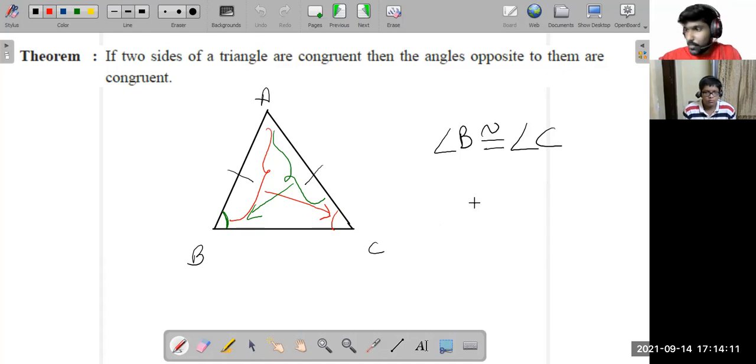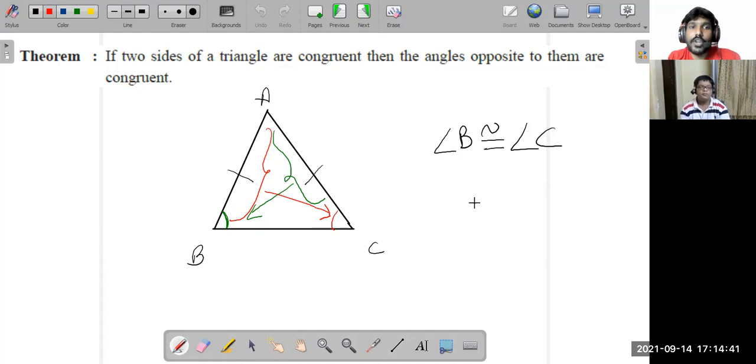Okay, sorry, I was just occupied. We'll revise what we did. First theorem which we did was the isosceles triangle theorem. It says sides which are opposite to congruent angles are congruent to each other. Or if two sides of a triangle are congruent to each other, then the angles opposite to them are also congruent. These were the two theorems which we did.